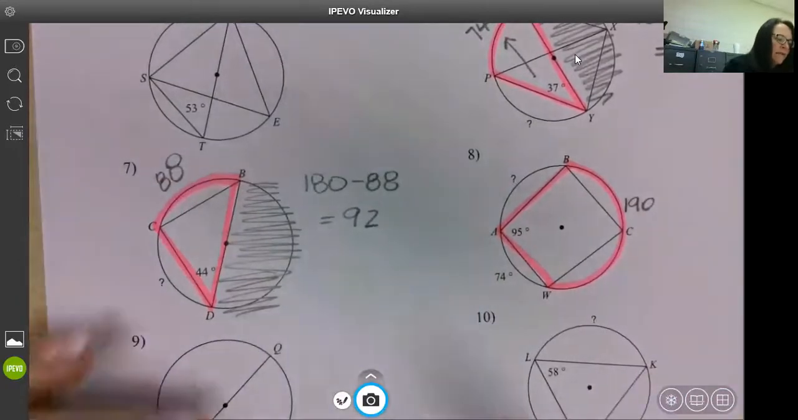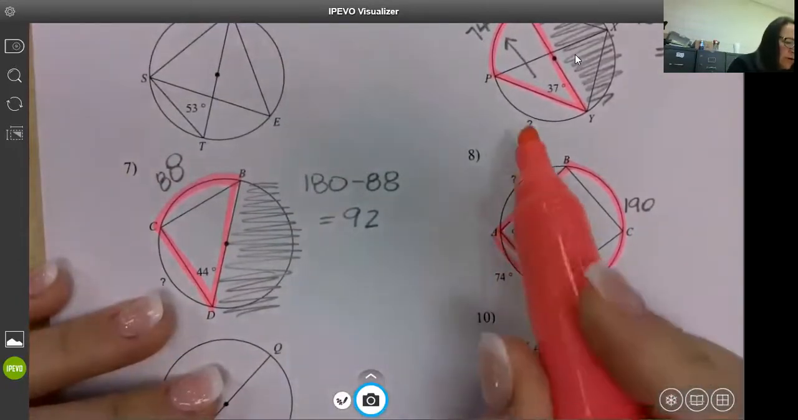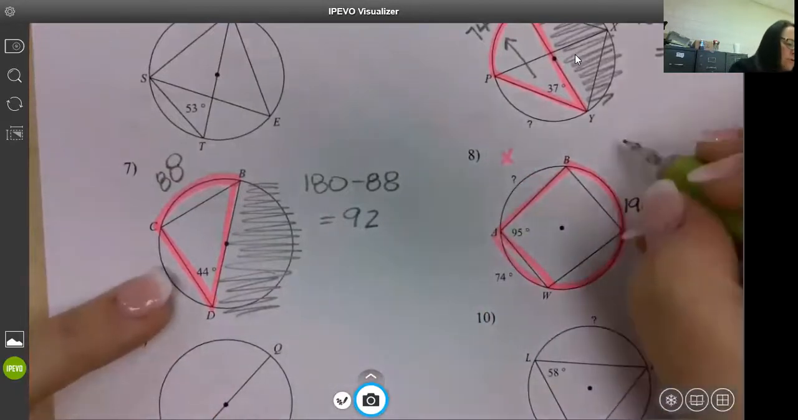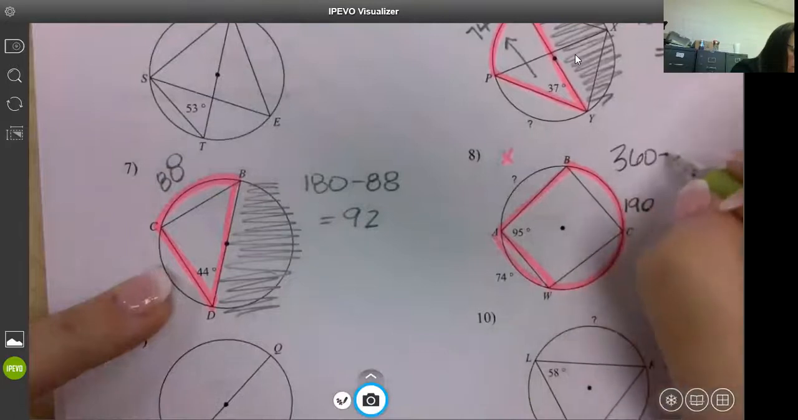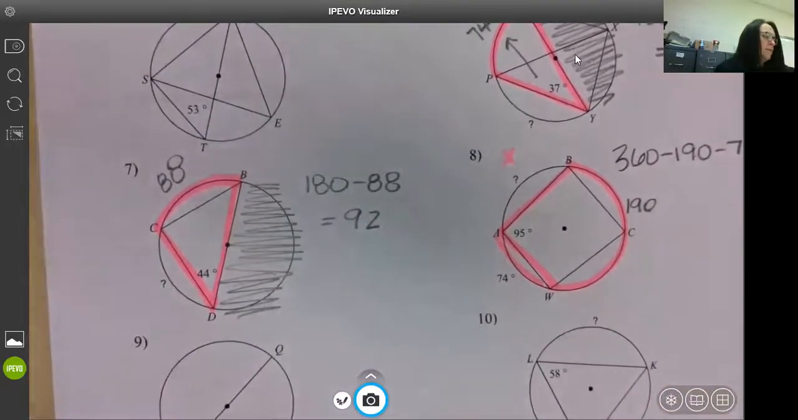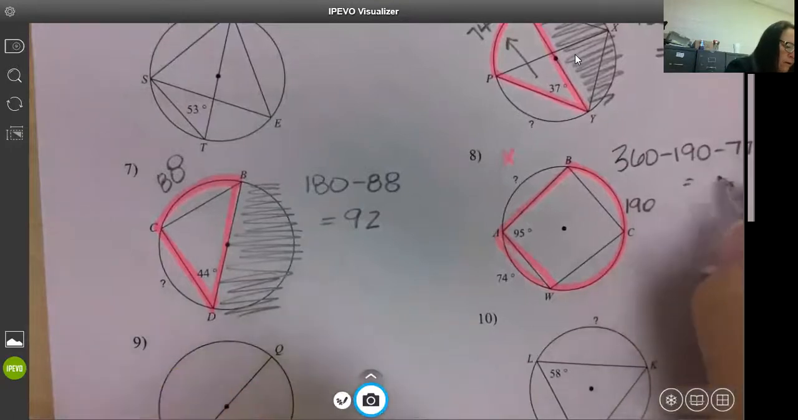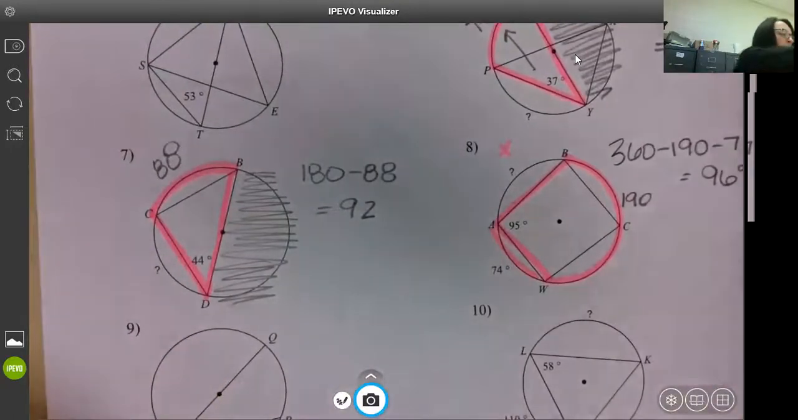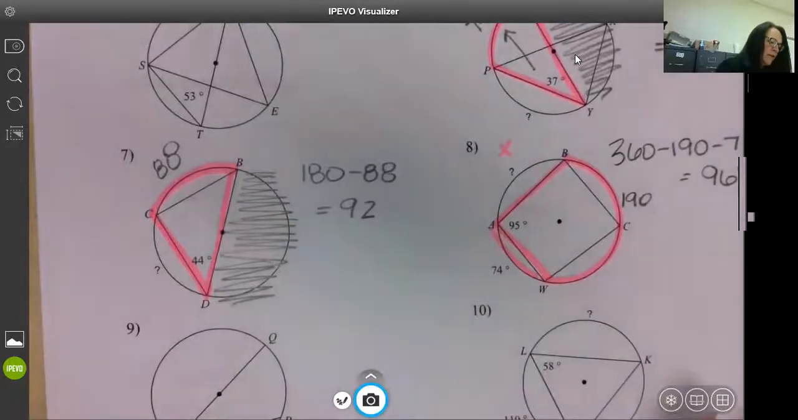We already have this much of the circle as well. So all we're looking for is this part. So remember, a full circle is 360. So we're going to subtract the 190 and the 74. So 360 minus 190 minus 74 gives us 96. So use what you know. Okay? Use what you know and what they give you.